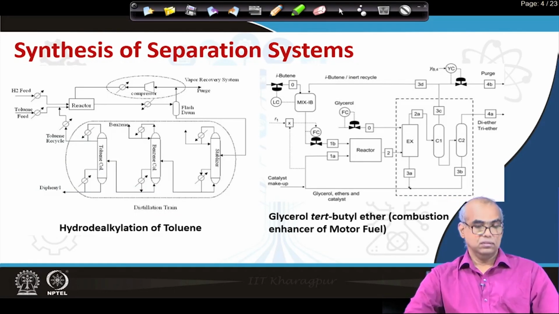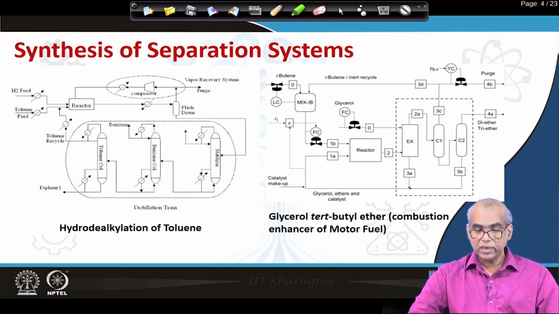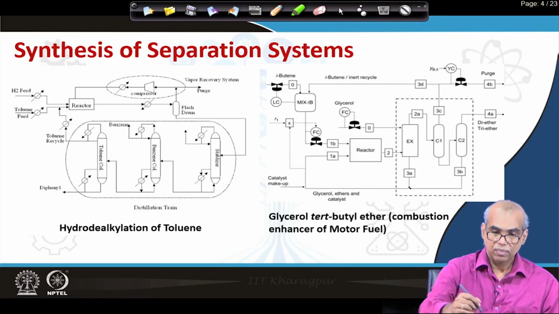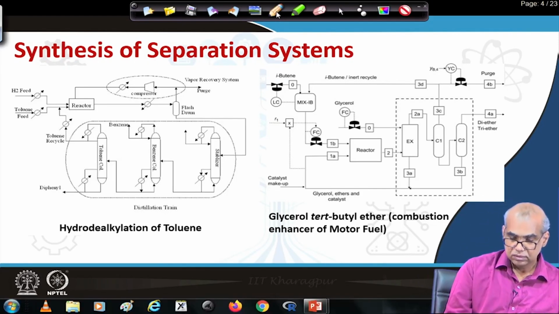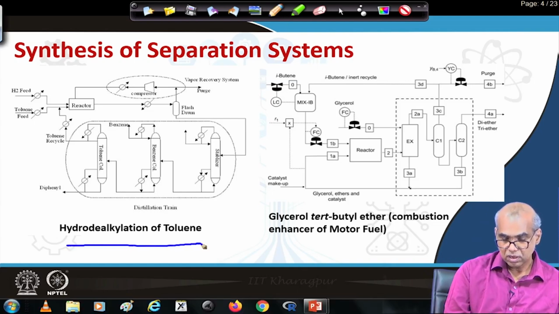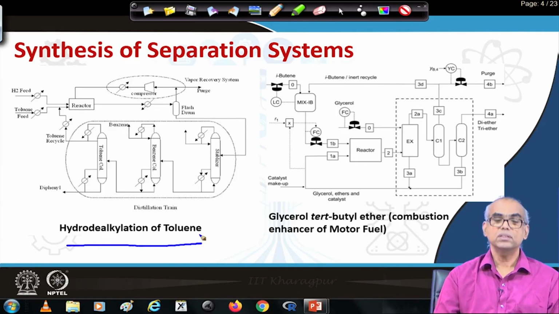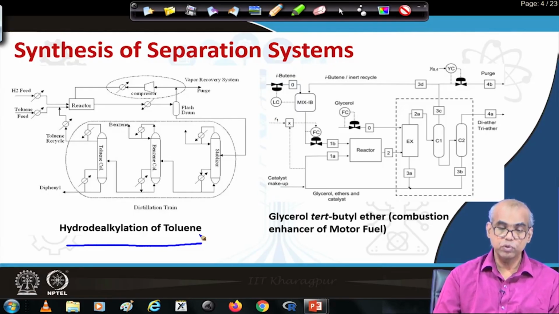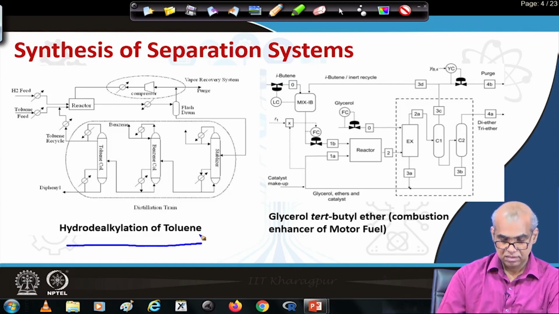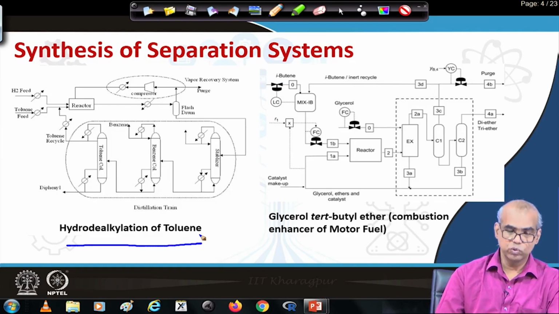Now, look at these two flow sheets. This is for hydrodealkylation of toluene, where benzene is produced from toluene and hydrogen. We have discussed this in our previous modules.